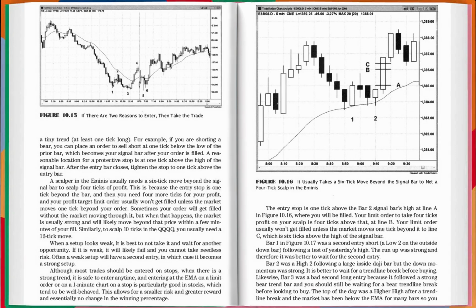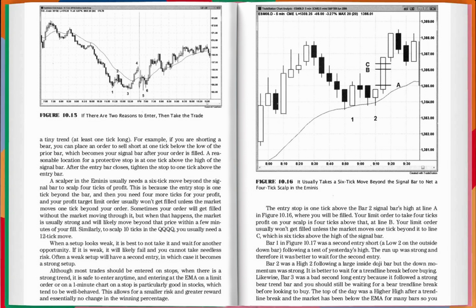For example, if you are shorting a bear, you can place an order to sell short at 1 tick below the low of the prior bar, which becomes your signal bar after your order is filled. A reasonable location for a protective stop is at 1 tick above the high of the signal bar. After the entry bar closes, tighten the stop to 1 tick above the entry bar.